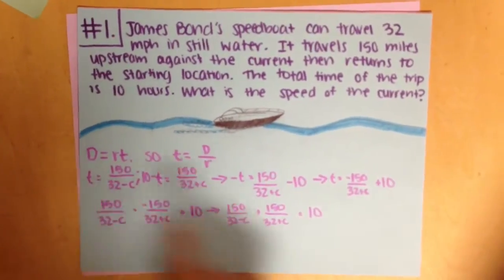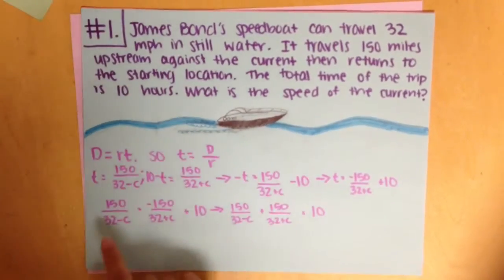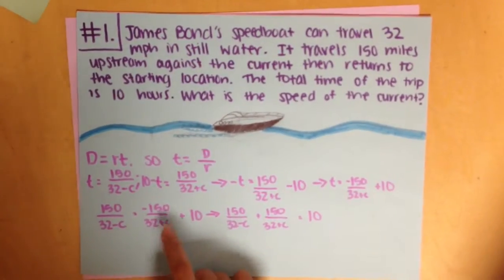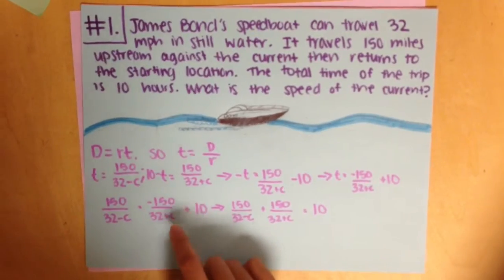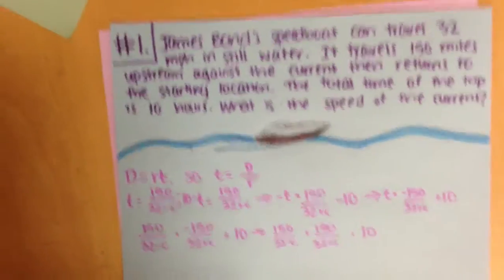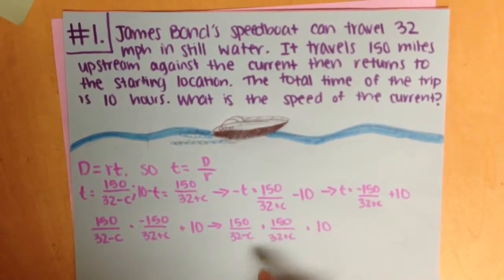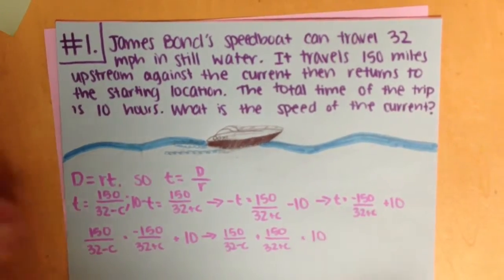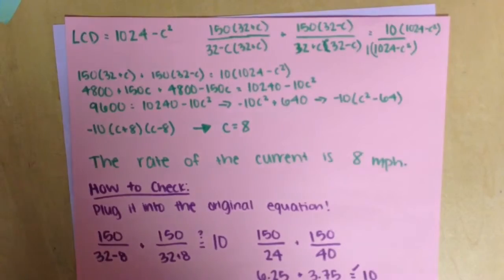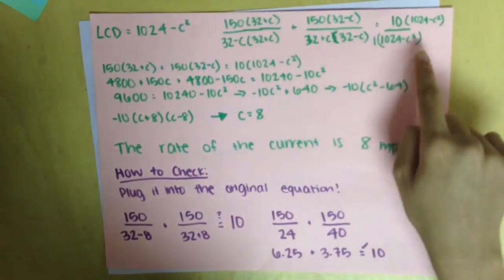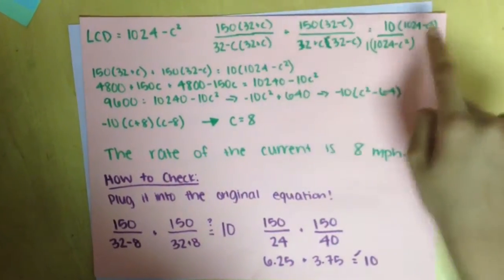So naturally, these two must equal each other. So if you set them equal to each other and then move everything with the variable c over to one side, you get 150 over 32 minus c plus 150 over 32 plus c equals 10. We want to get rid of the denominator so that we're only dealing with the numerator.